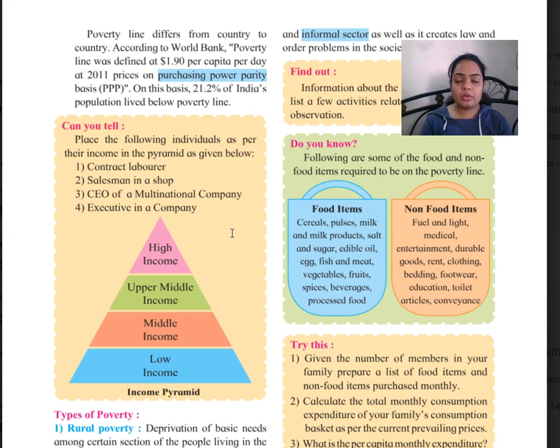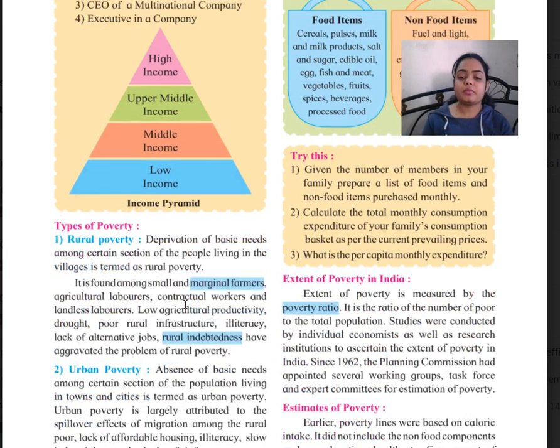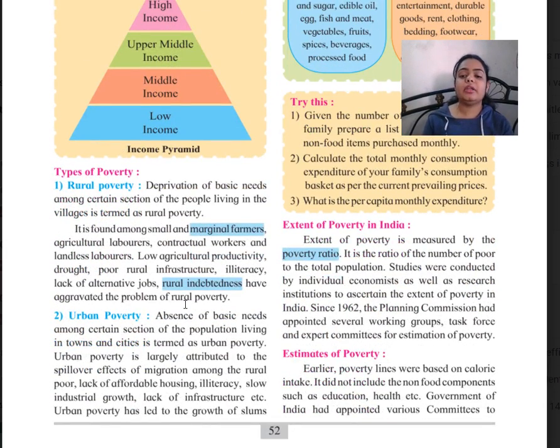So it is not that the poverty line consists of only food items, it shall also consist of some of the non-food items, because those are also important for the existence of human beings. Now, next we shall be studying the next concept, that is extent of poverty in India.